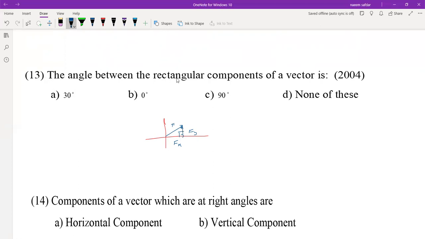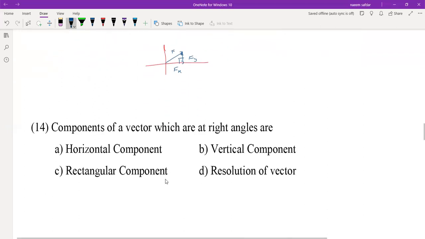The angle between the rectangular components, Fx and Fy of a vector, is 90 degrees. They are always perpendicular. Fx and Fy are always perpendicular. A 90-degree angle will form between them.